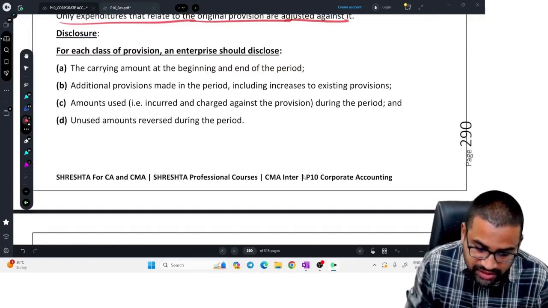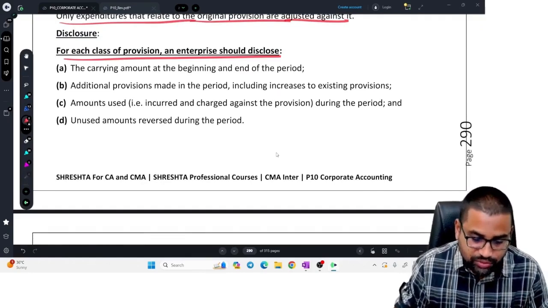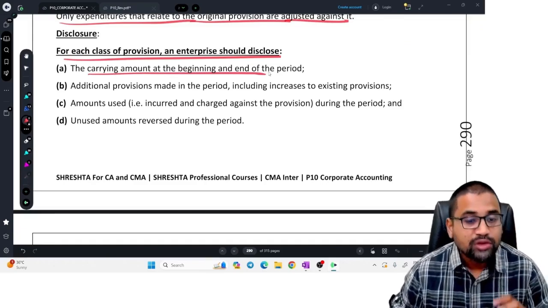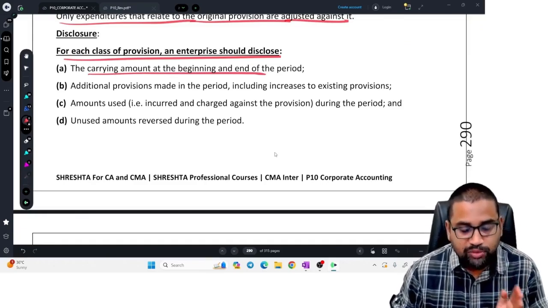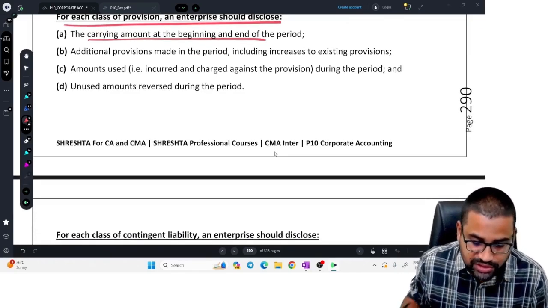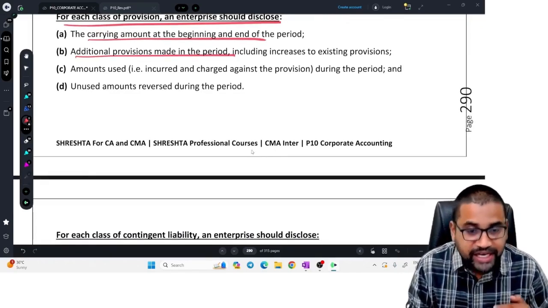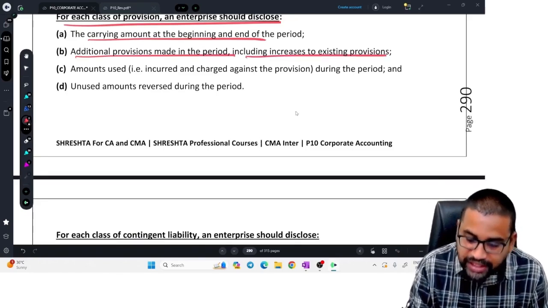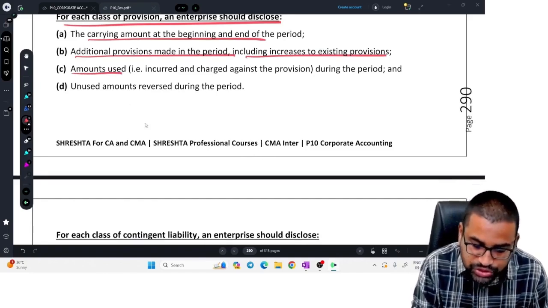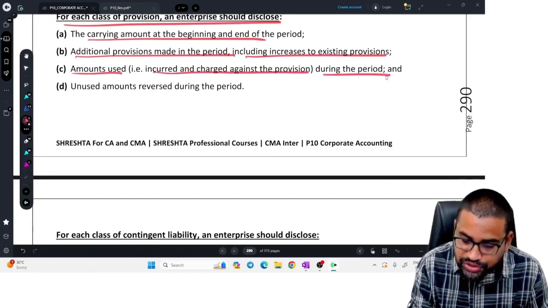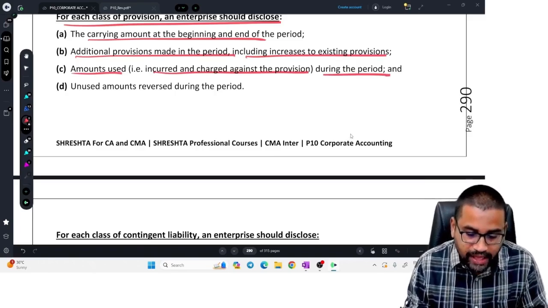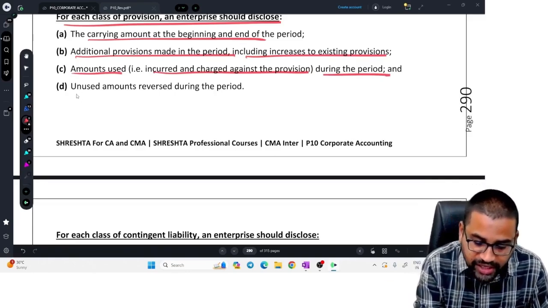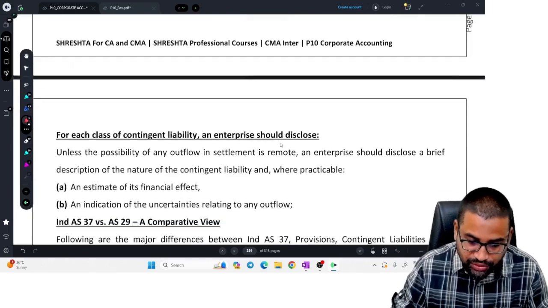And some disclosures. For each class of provision, the enterprise should disclose, in the notes to accounts, the carrying amount at the end and beginning of the period. So suppose at the beginning of the period, how much is the provision? At the end, how much is the provision? We need to disclose. Additional provisions made during the period, including increases of existing provisions, we should disclose in the notes to accounts. Any amounts used, that is incurred or charged against a provision during the period, that means any amounts we incur out of the provision we have created, and any unused amounts reversed, we need to disclose.